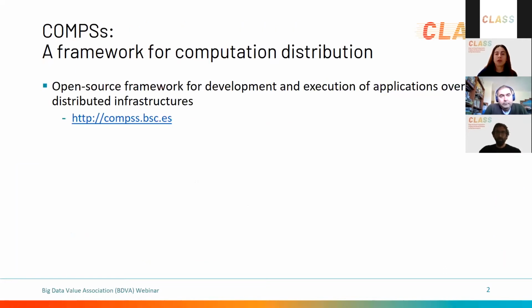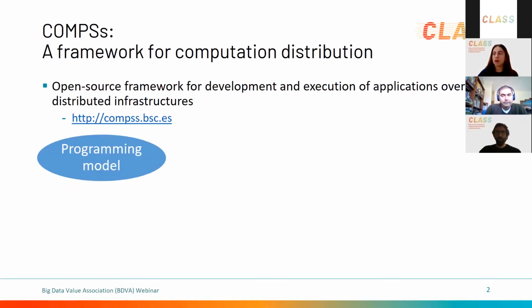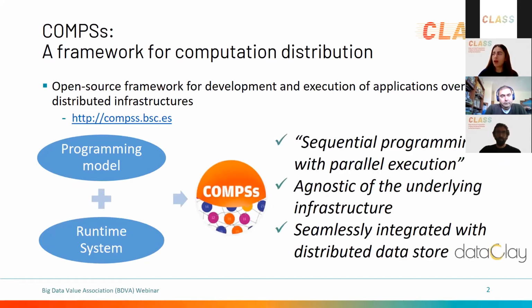The answer that we provide in class is by using COMPSs, which is an open source framework for computation distribution that is being developed by BSC. It features a programming model and a runtime system. If you go to the web page, you can see a longer description and a list of the potential advantages of using COMPSs, but I will only mention the three most relevant ones for the class use case.